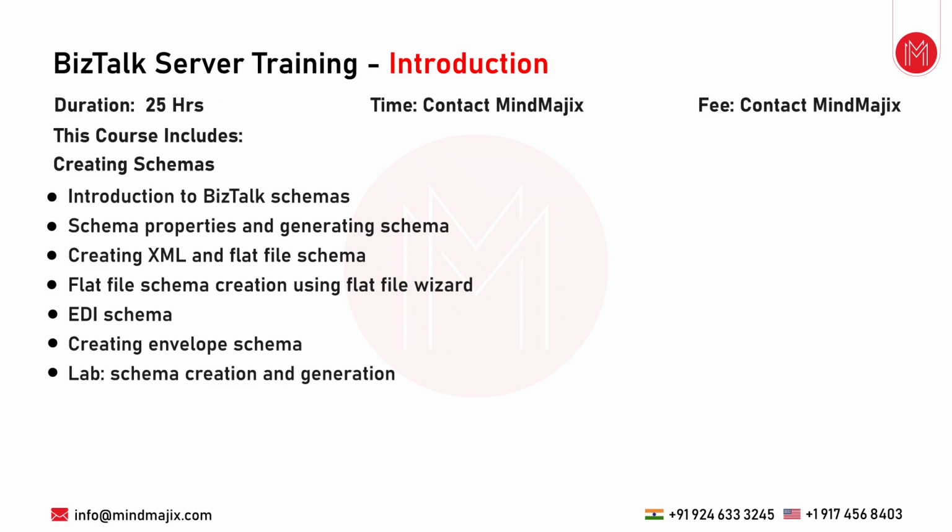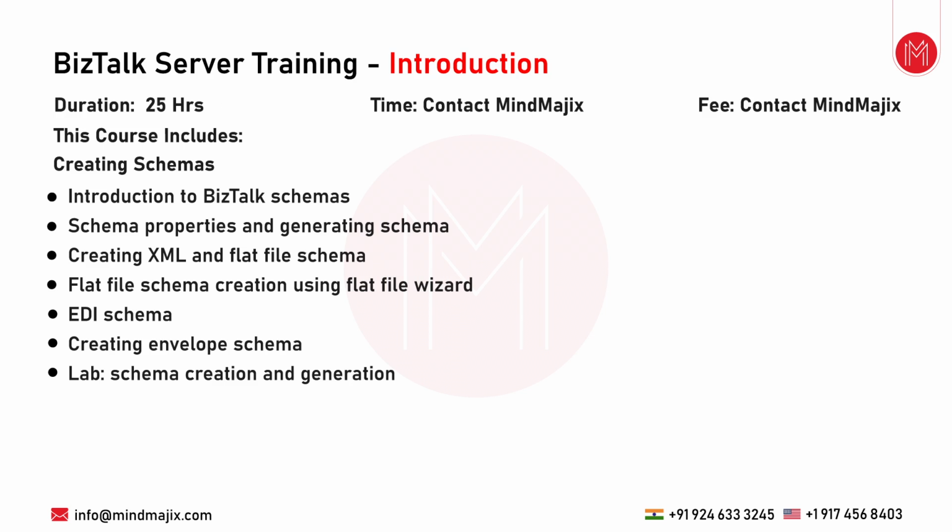Now, the schema properties and generating schema. We have four or five types of schemas, like envelope schema, canonical schema. All these schemas are for different purposes, creating XML and flat file schemas. XML is also a data-defining message, so we have to define a message, and so we have to create a schema. BizTalk Server provides the schema artifact, and with the help of this artifact, we can create the XML and generate the flat file schema as well.